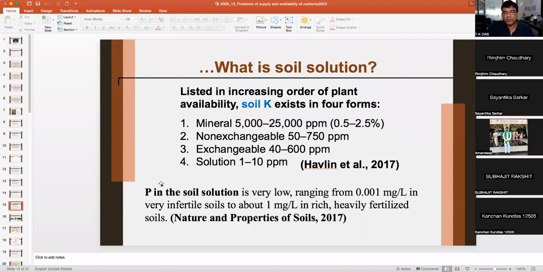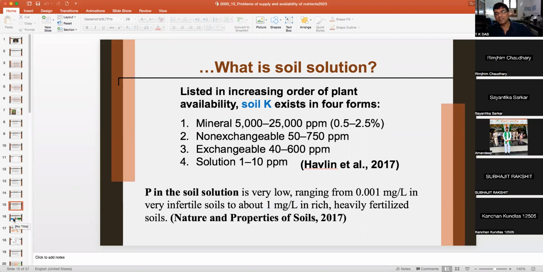Similarly, phosphorus in the soil solution is very low, ranging from 0.01 milligram per liter or ppm in very infertile soils to about 1 milligram or 1 ppm in rich, heavily fertilized soils. You can see that a very small fraction of these nutrients is part of the soil solution.